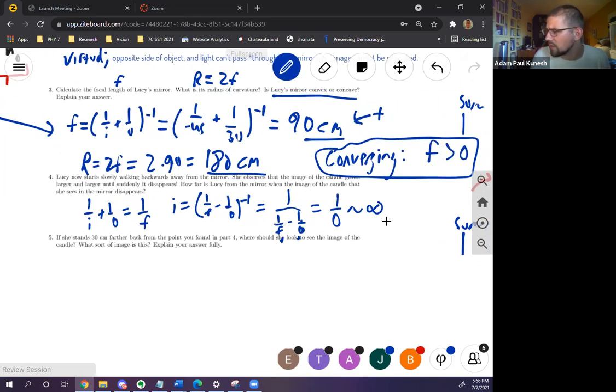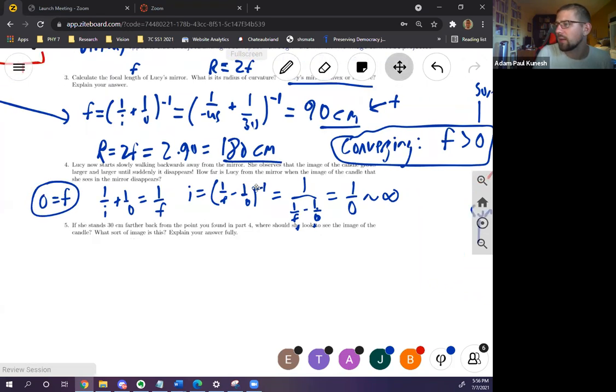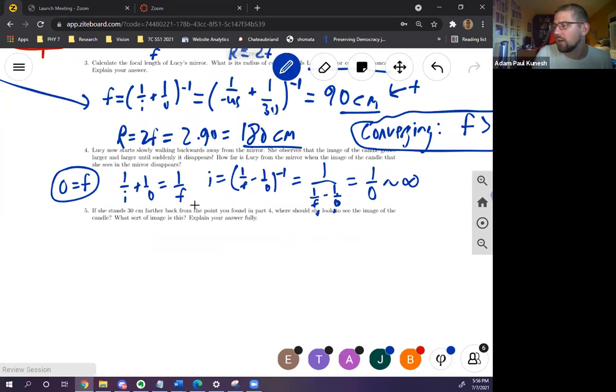So, okay, image distance. The object distance that makes our image disappear, that makes our image go infinitely far away, is when the object distance, i.e. Lucy's distance, is equal to the focal length. Now Lucy is at the point of our object. So how far away is Lucy? Lucy is at the focal length, 90 centimeters. Let's change the color. Oh, I can't change the color. RIP. Lucy's 90 centimeters. Is that okay?